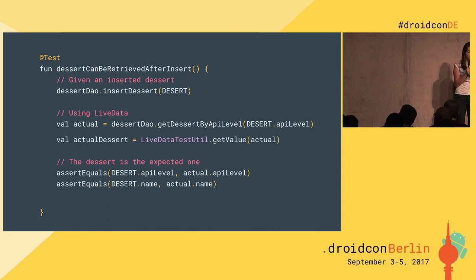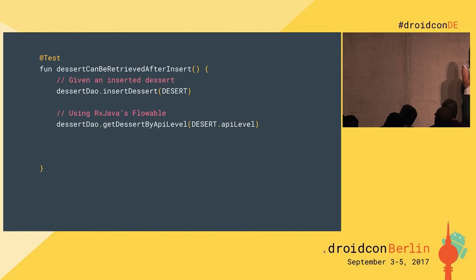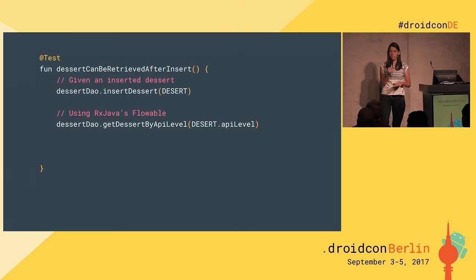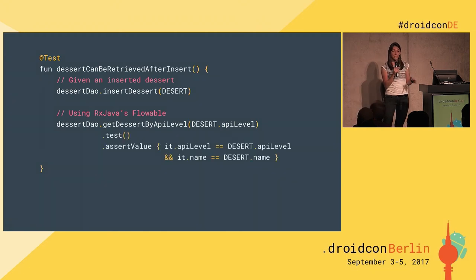It's quite simple. OK, what happens when we actually use RxJava? So we have the same test, getting the dessert after it was inserted. So we're inserting it, and we're trying to get it. Also here, we would use the same instant task executor rule that makes sure that the task is being retrieved instantly. And then we're just checking that the data that we inserted is the one that we retrieved.